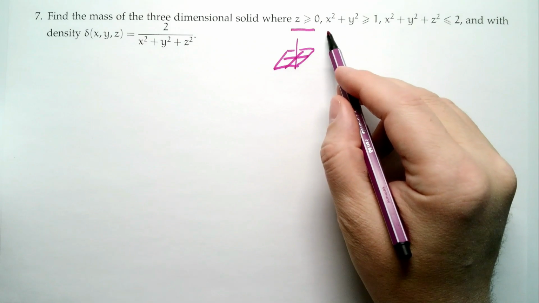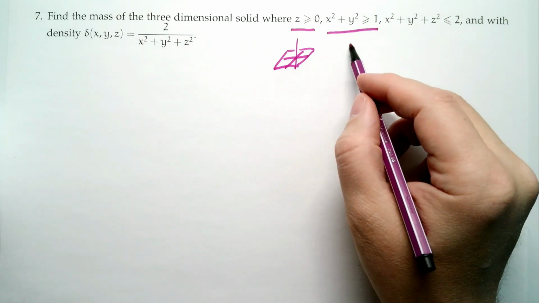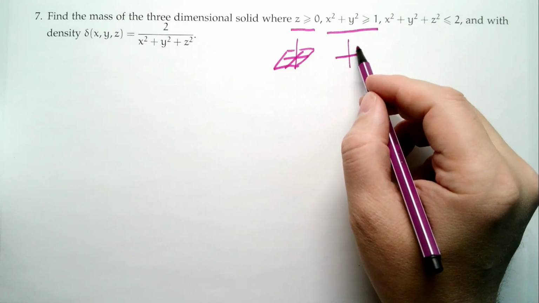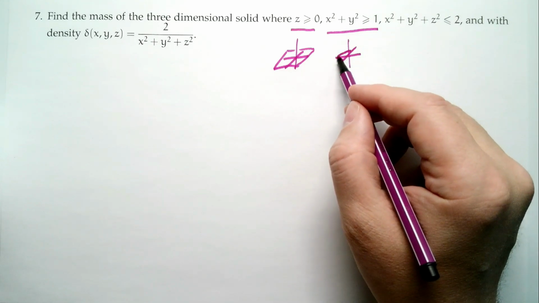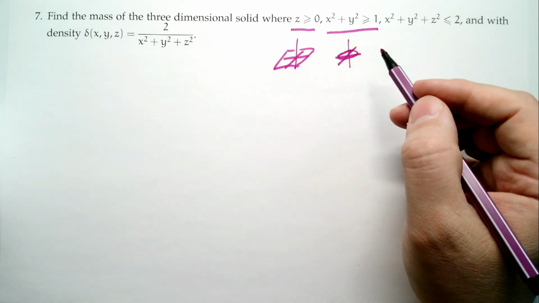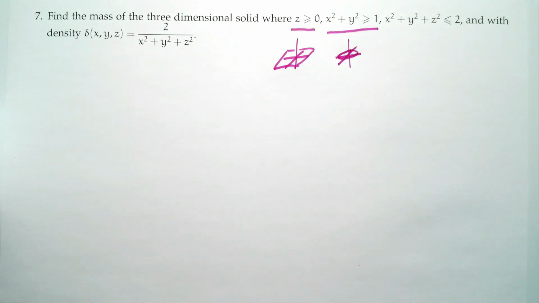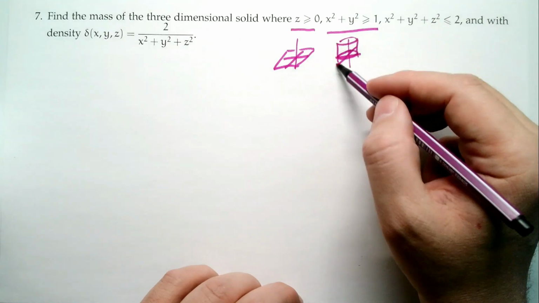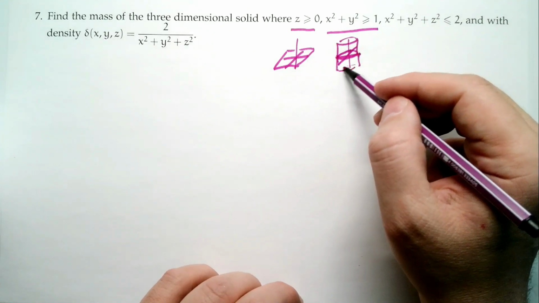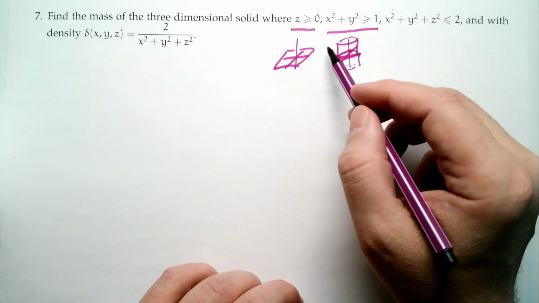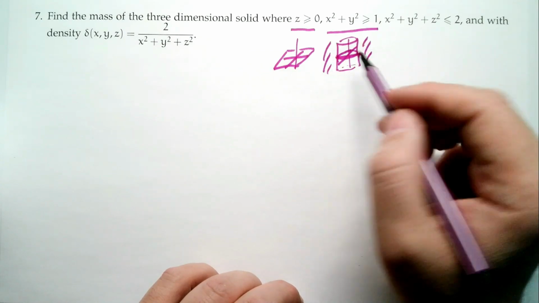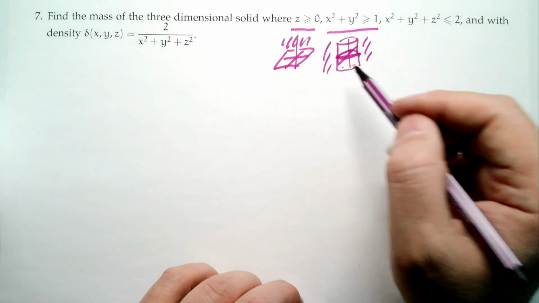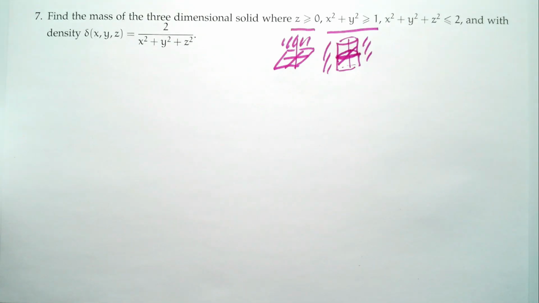X squared plus y squared greater than or equal to 1. Now, a lot of people would say, oh, x squared plus y squared equals 1. Isn't that a circle in the xy plane? And it is. But when you go to 3 dimensions, what does it become? It becomes a cylinder, because you just copy that up and down in the z direction. So we want to be greater than or equal to 1, which means I really want the parts out here. So again, I want to be above the xy plane. I want to be outside of the cylinder.